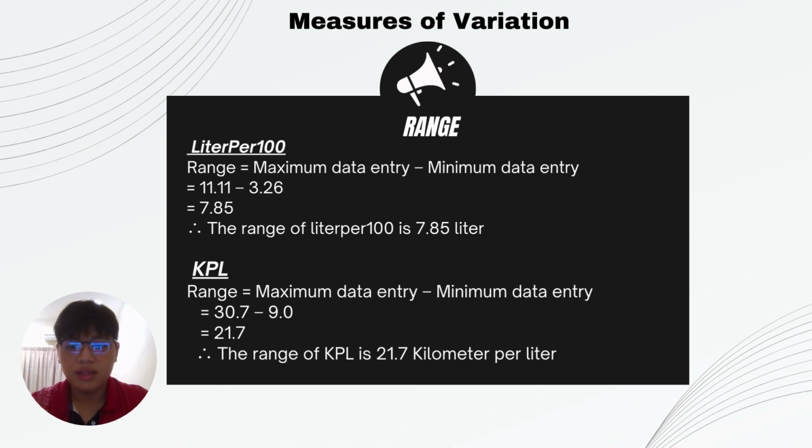Hi doctor, my name is Jing, matrix number A22A1163. Today I want to present the measures of variation in our assignment. The first measure of variation is the range. The formula of the range is the maximum data entry minus the minimum data entry. After we calculate manually, the range of the variable liter per 100 is 7.85 liters, and the range of the variable KPL is 21.7 km per liter.